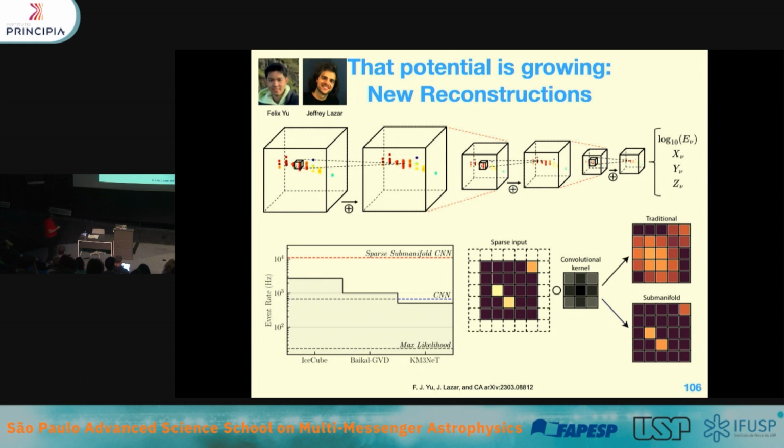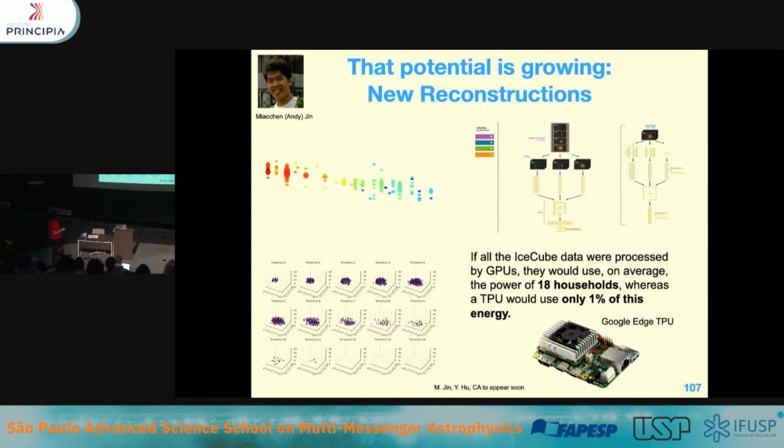So with one of my other students, Andy, we have been talking about how to fix this problem. And we have this solution here that uses something known as a TPU, a tensor processing unit. This is a device that's about this size, and it actually is a low-power accelerator for machine learning. To give you a sense of scale, if I were to reconstruct every single IceCube event with a GPU in real time, that would use about 18 households of power per day. So the equivalent energy of 18 houses. But if we actually use these TPUs, we think we can do it with only 1% of the energy.